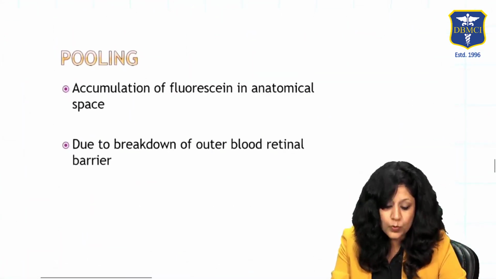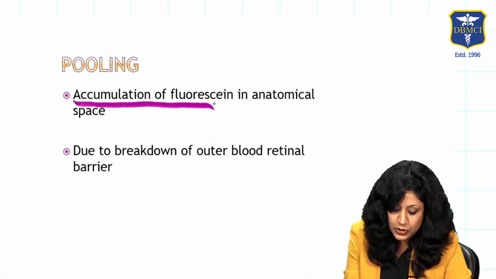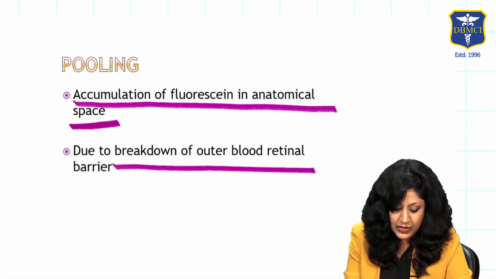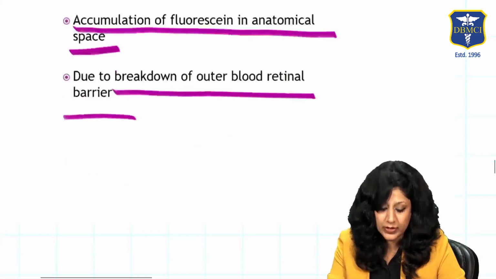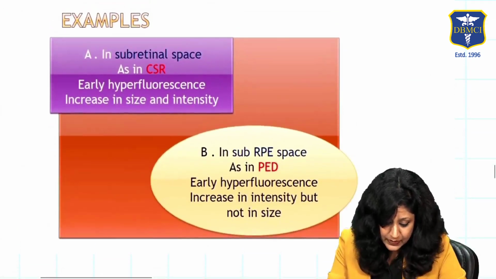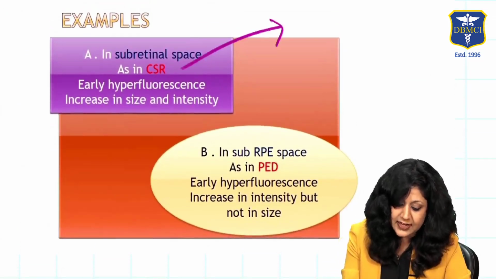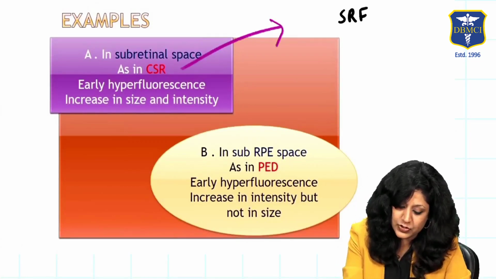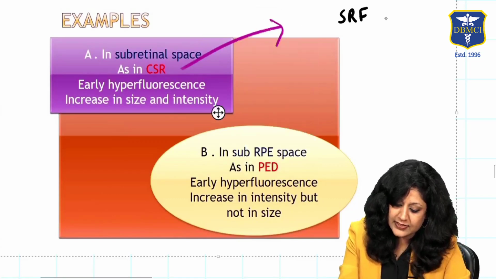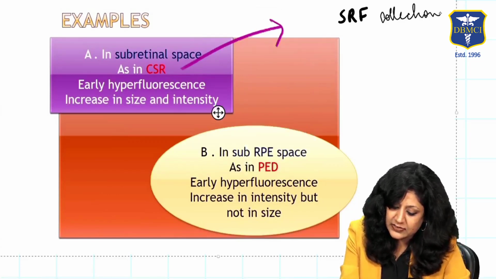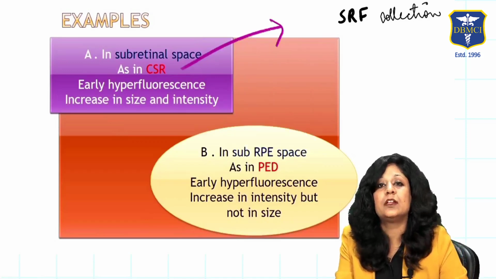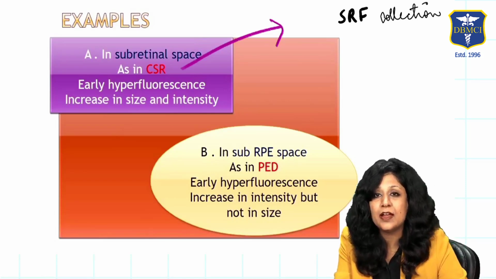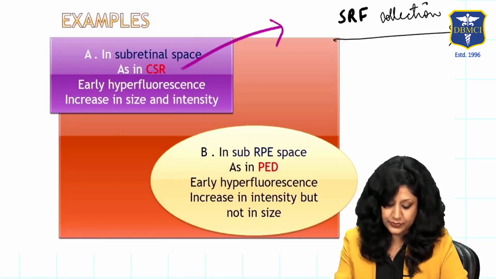Now, what is pooling? Pooling means the collection or the accumulation of the fluorescein in a space. Now, why is this getting collected? Due to the breakdown of the outer blood retinal barrier, there can be pooling of the blood. For example, what happens in cases of the CSR, central serous retinopathy? What was happening? There is SRF collection. Here, we actually have the SRF collection. Why is this taking place? Again, due to the breakdown of the outer blood retinal barrier, there is a detachment in the macular area due to which there is pooling of the SRF, right?